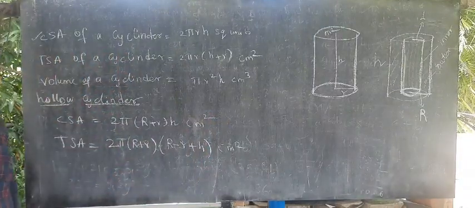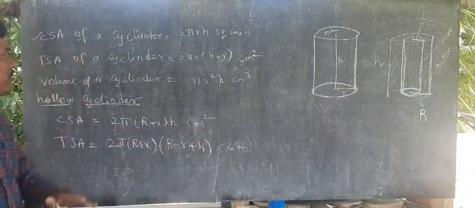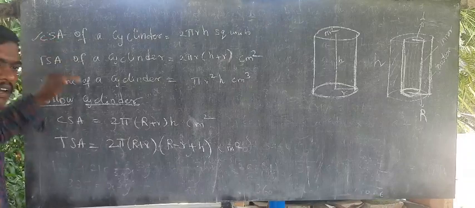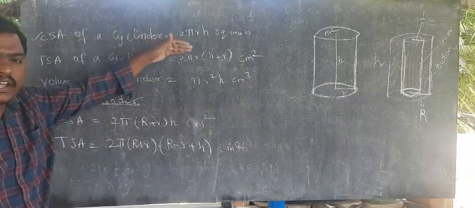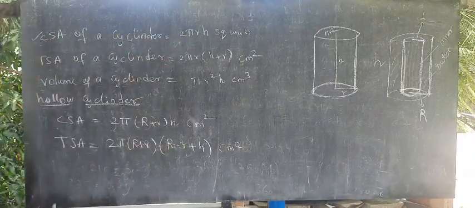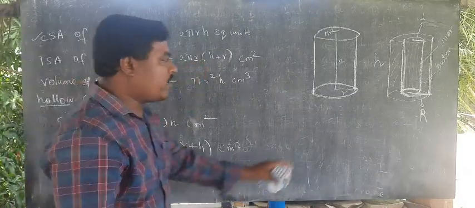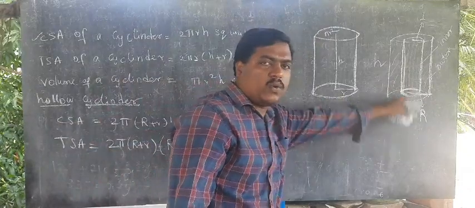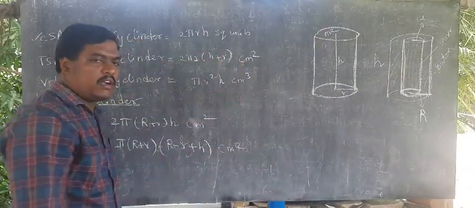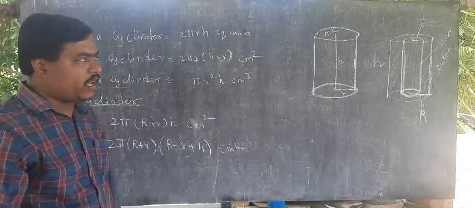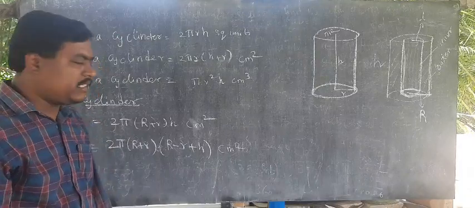Here I am showing how to recall the formula. You know the cylinder formula; using this we can recall the hollow cylinder also. So for TSA, in the cylinder there is only one r, but in the hollow cylinder we have two: one is capital R and one is small r. Capital R is for the outer region, small r is for the inner region.